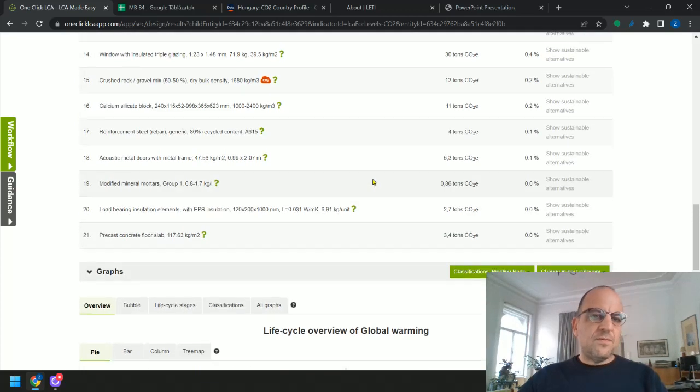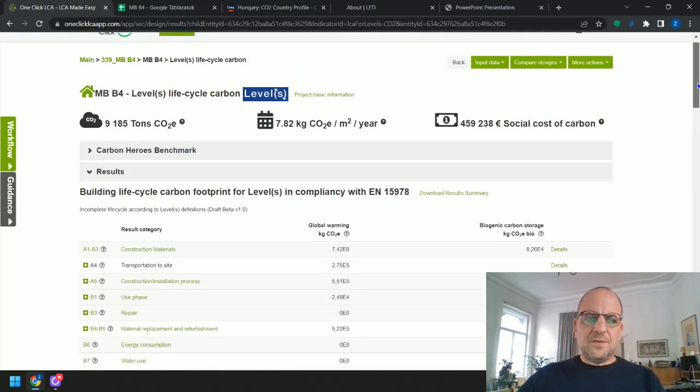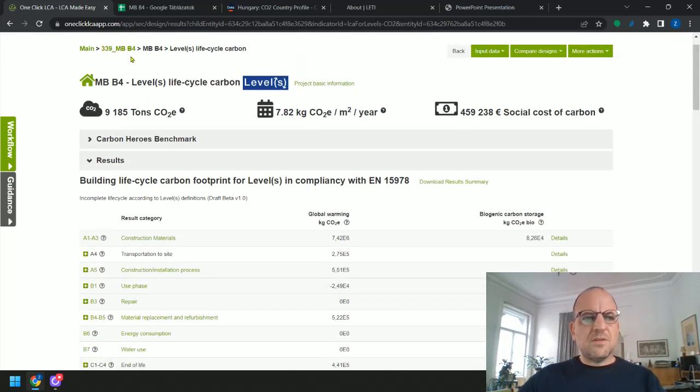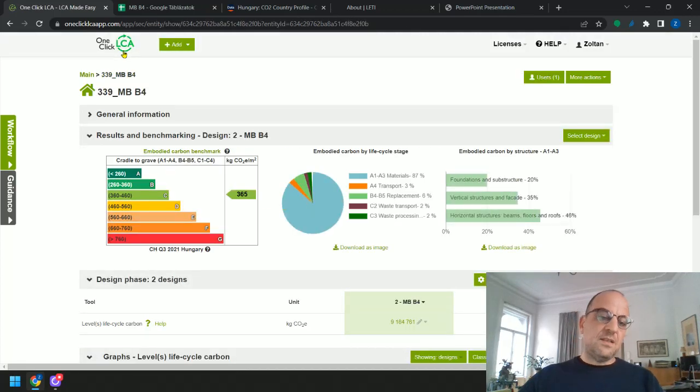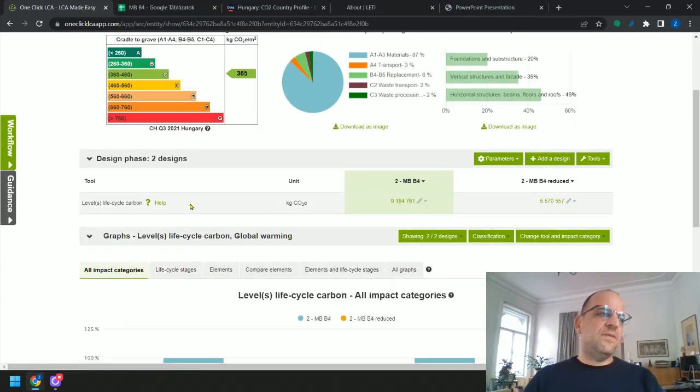Let's see how we can improve this design. Naturally, it's not a wonder, but we should reduce the carbon emission from the production of the concrete and the reinforcement. In Hungary, we have about 60% recycled material in reinforcement steel. In England, it is 100%. So if we get a better contractor who can provide this higher recycled content, we should use it.